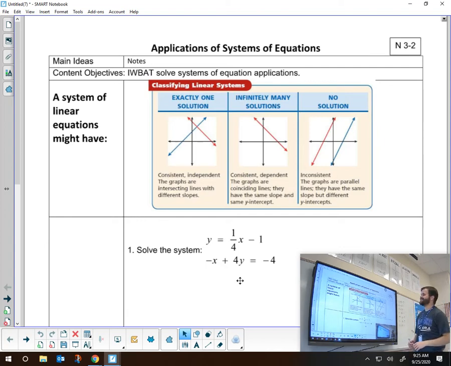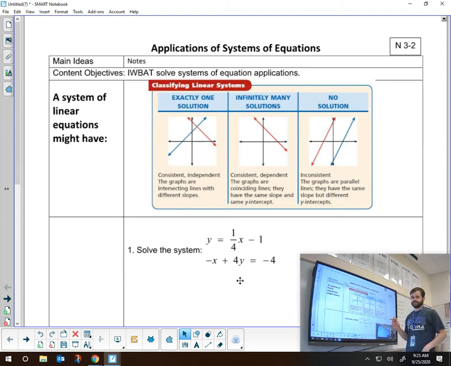Hey guys, today we are talking about applications of systems of equations. So yesterday we learned about solving them using substitution. Today we're going to talk a little bit more in depth about those equations themselves, but also how we can use these equations to solve real world problems.